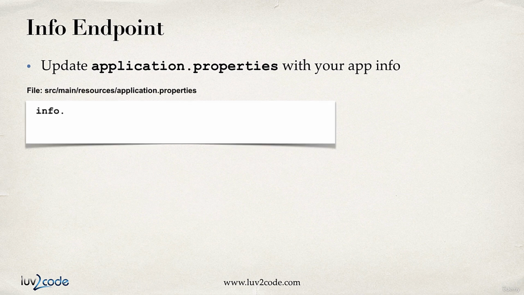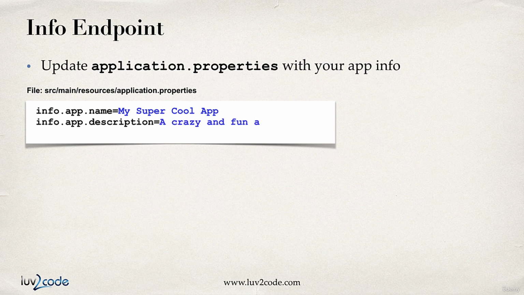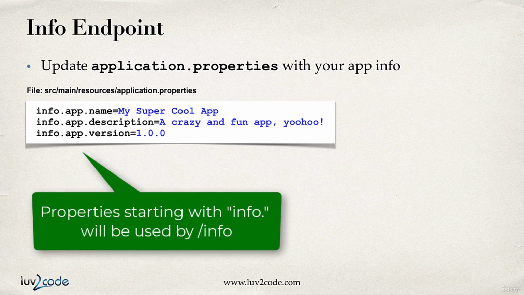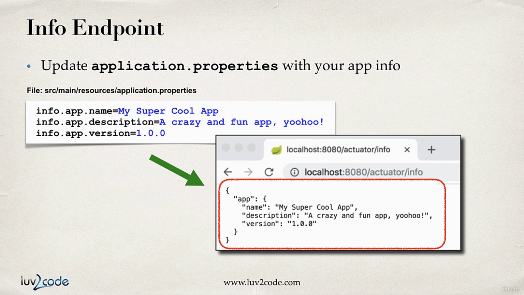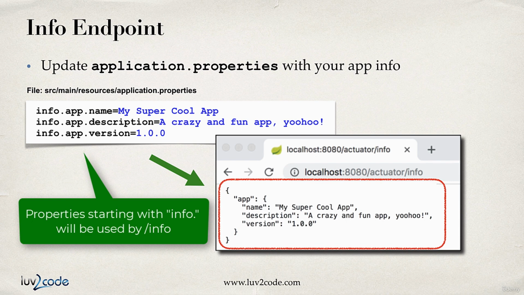So we simply add in some properties here for info.app.name, info.app.description, and info.app.version, and that's our actual info for our given /info endpoint. Now, anything starting with info. as far as the property name, then that'll be used by this /info endpoint. So here's a little screenshot here. I have actuator /info, and it'll send back a JSON object that has the information from this given properties file. And again, remember, everything's keyed on the info. So anything following info. will be used as part of this given JSON object. And you can customize it. You can add as much detail here as you'd like for your application.